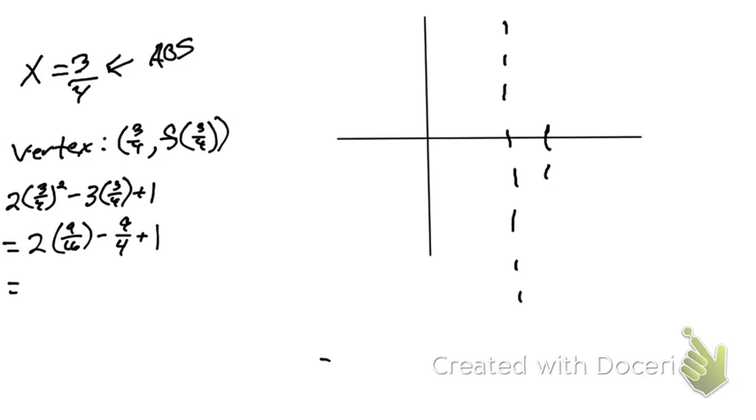All right, so this will become 18 over 16 minus 9 over 4 plus 1. We'd have to have a common denominator. Well, this can be 9 over 8 minus 18 over 8 plus 8 over 8, which would equal a negative 1 over 8. So that would be a negative 1 over 8.